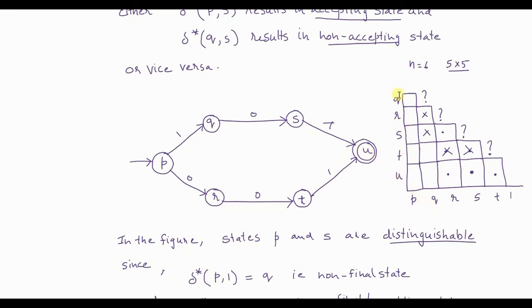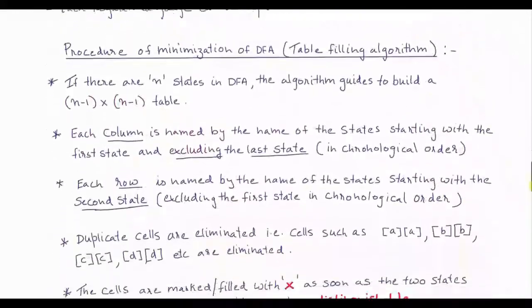Now these are called rows, the horizontal ones. Row numbering will start excluding the first state. P is excluded. Starting with the second state, we will go on numbering till the last state. Then duplicate cells, for example p comma p, q comma q, and these kind of duplicate cells, will be eliminated. So you are going to skip drawing them. As a result, the table that you are going to obtain is like this. So we shall proceed with the procedure of minimization.